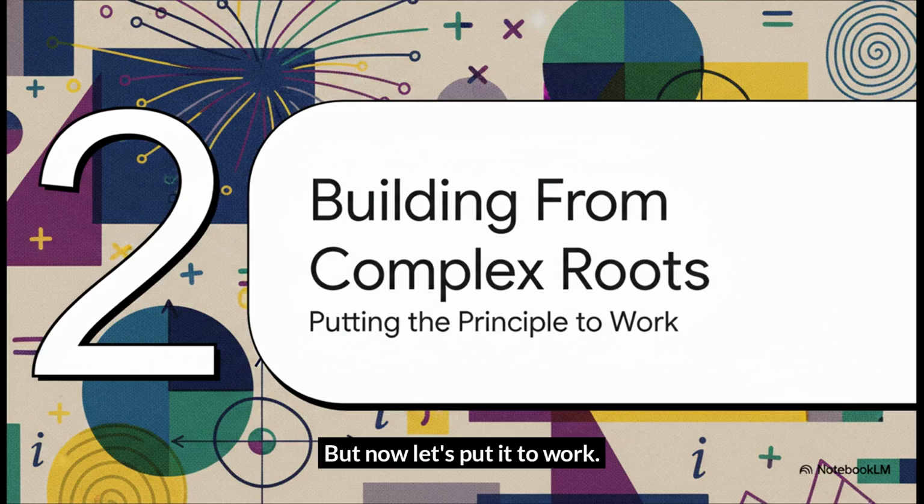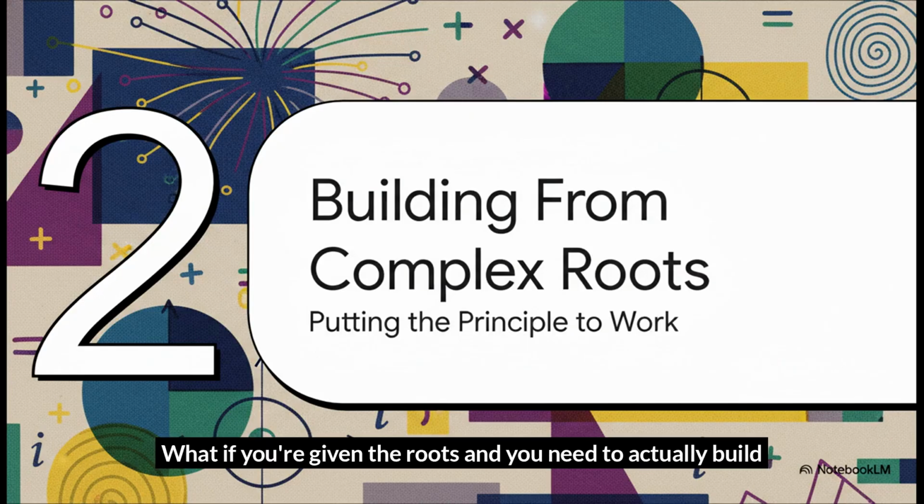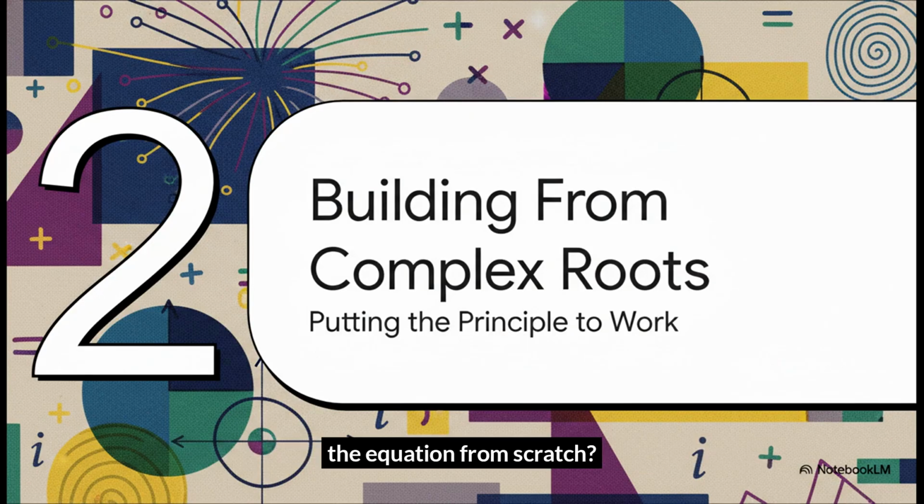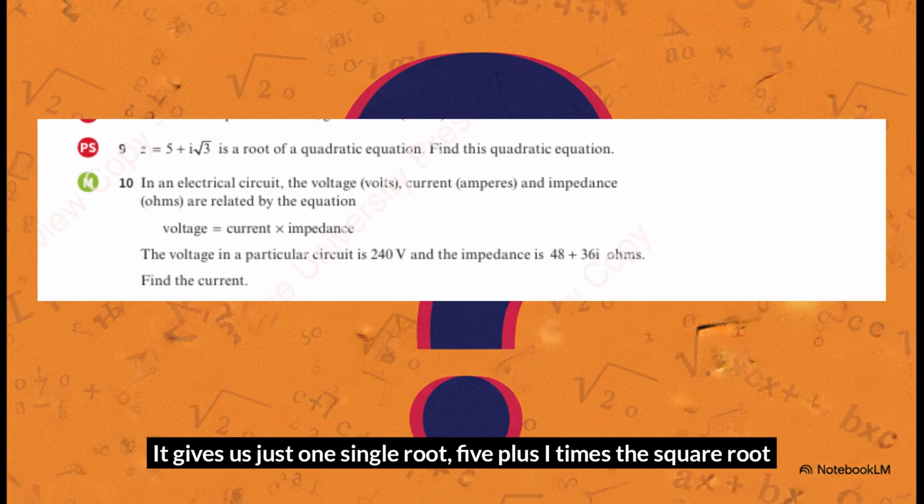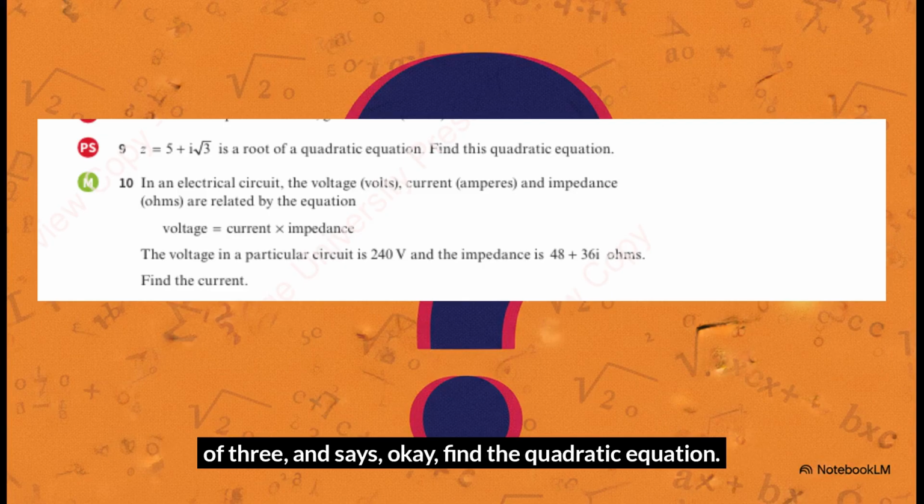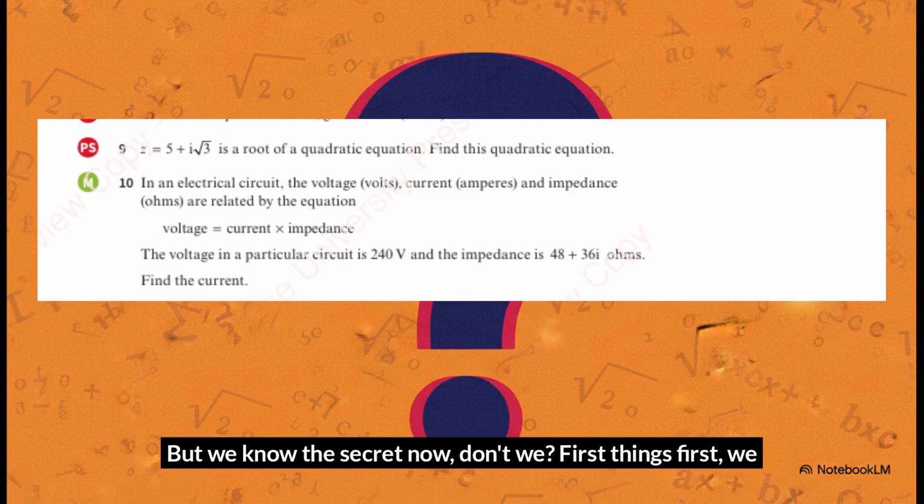But now let's put it to work. Let's try going in the other direction. What if you're given the roots and you need to actually build the equation from scratch? Question 9 is the perfect test case for this. It gives us just one single root, 5 plus i times the square root of 3, and says, okay, find the quadratic equation. But we know the secret now, don't we?